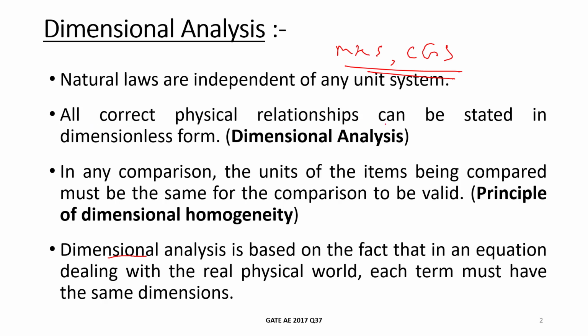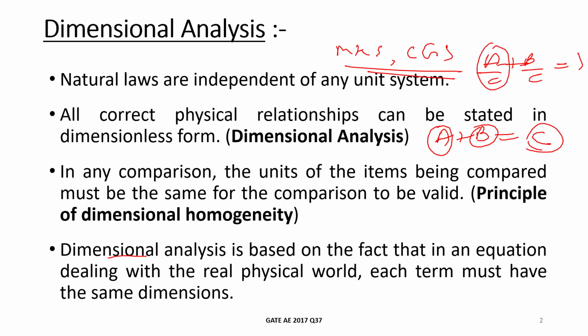All correct physical relationships can be stated in dimensionless form. If there is any physical relationship, let's say A plus B equal to C, then it can be written in dimensionless form. If we divide it by C, then it will be A by C plus B by C equal to 1. According to this dimensional homogeneity, which we will talk about later, each term will be non-dimensional. So we can write any physical relationship in non-dimensional form.